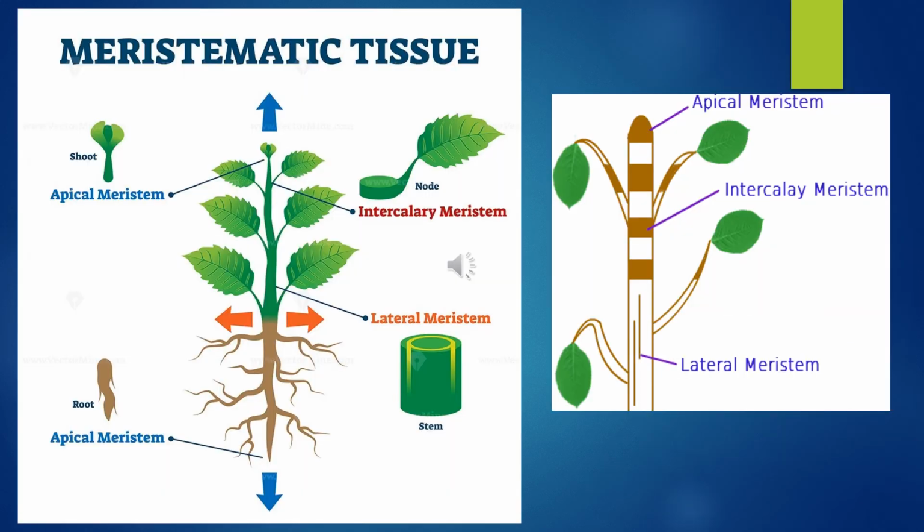The diagram in the slide shows you the location of the meristematic tissue. It shows you that apical meristem is located near the shoot and the root, intercalary meristem is located near the nodes and the internodes, and the lateral meristem is present in the shoot, which helps the shoot to increase its diameter.